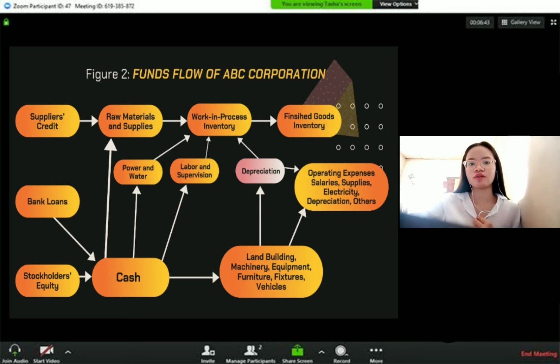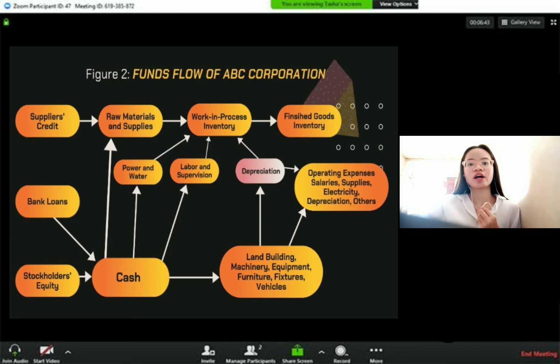While in the factory, however, the corporation would need power and water, which it will pay for from its cash. So cash will be spent to buy power and water, which would be used in the factory. Cash will also be used to pay for labor and supervisors, which again would be used inside the factory. So what do we have in the factory? We have the raw materials, the power, the water, the labor, and the supervisors. The raw materials are then processed in the factory. They would be called work in process inventory. When the goods are completed, they become finished goods inventory.